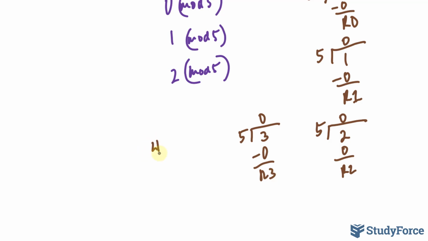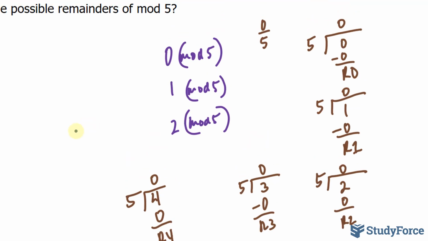Let's try 4 mod 5. Again, 5 does not fit into 4. 0 times 5 is 0, and we get a remainder of 4. Now what's interesting is, once we reach 5 mod 5, we get a different situation.